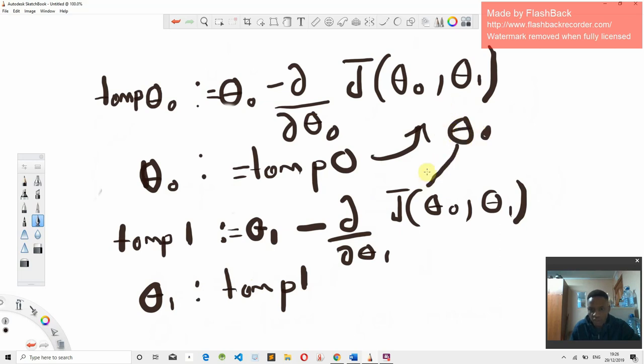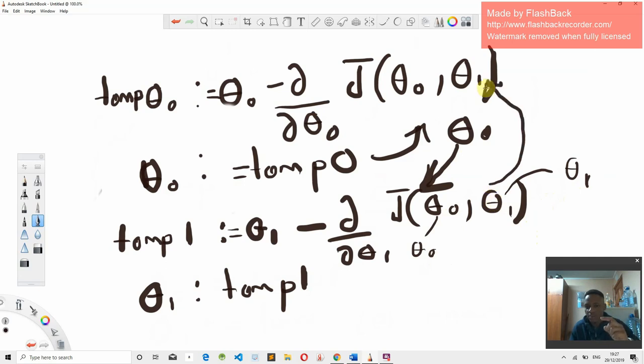As you can see, if we first update theta 0, then in the next stage the value of theta 0 will be updated, but the value of theta 1 will not yet be updated. So this will not optimize our cost function well, as theta 0 is already updated, but the value of theta 1 is the value from the previous gradient descent.